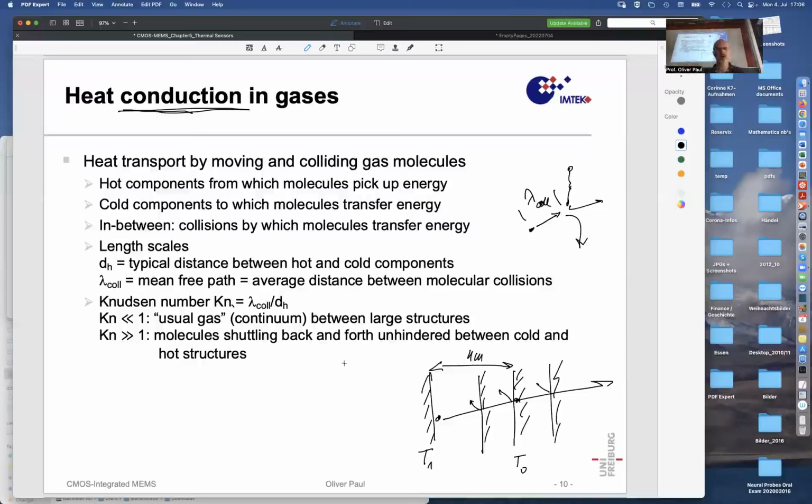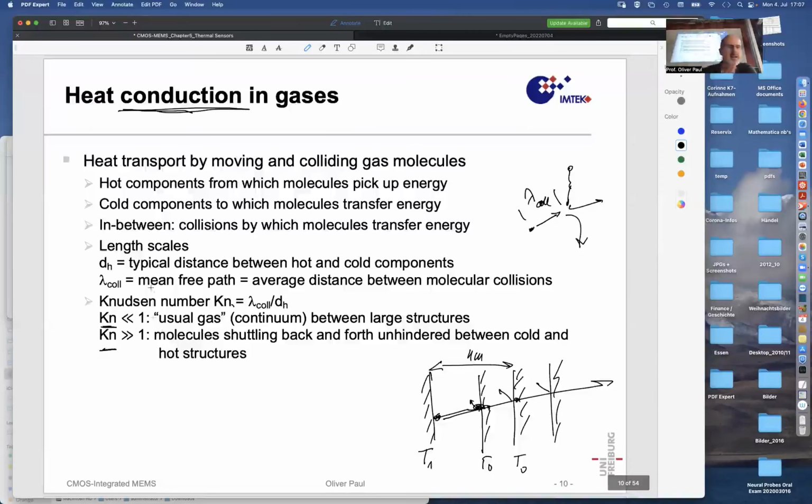This is called the molecular collision regime. Hot molecules come here, transfer their energy, and then after a while they leave this colder object at T0, and fly back with little kinetic energy. Then they heat up again, and transport heat again from hot to cold, and so heat is also transferred. But this is totally different from the continuum. And the Knudsen number is the number that says which regime we're operating in.